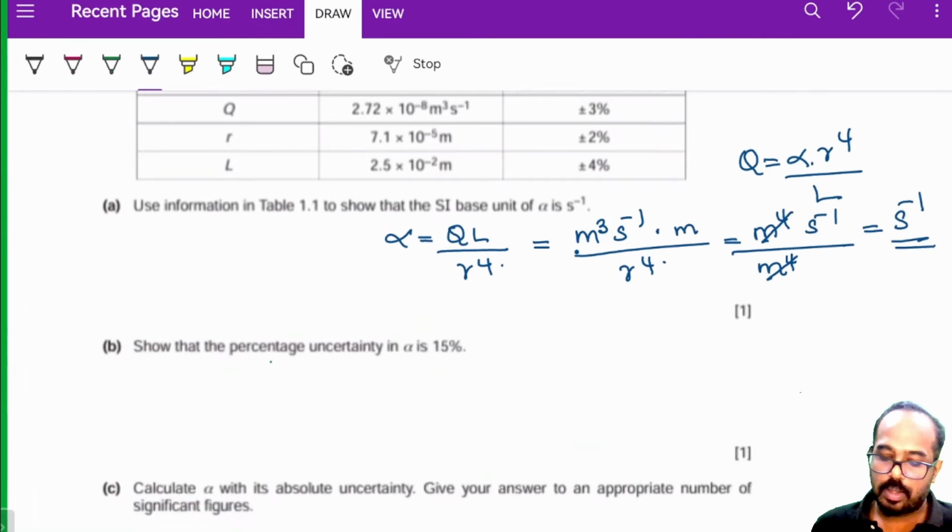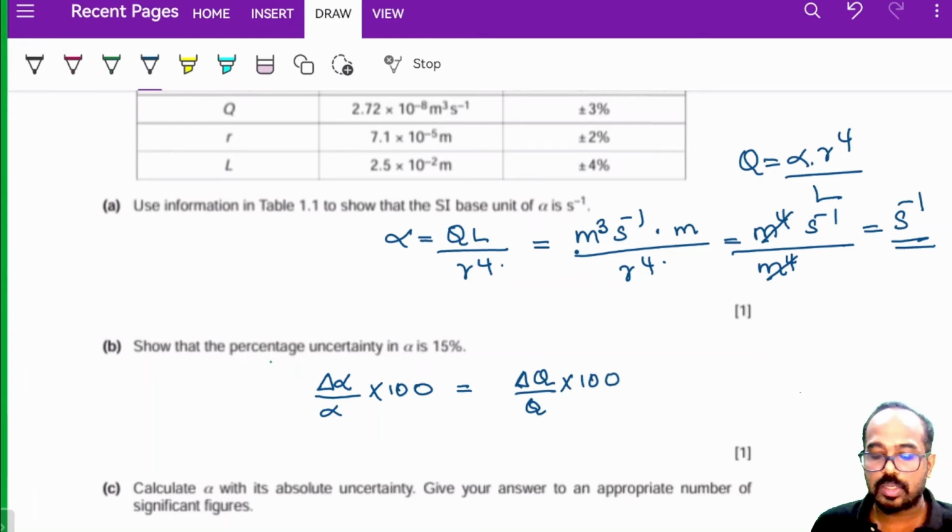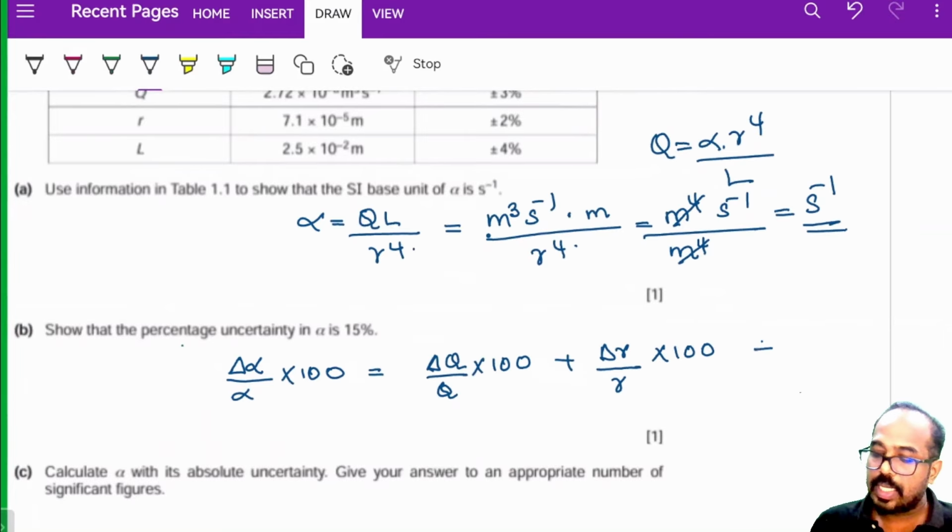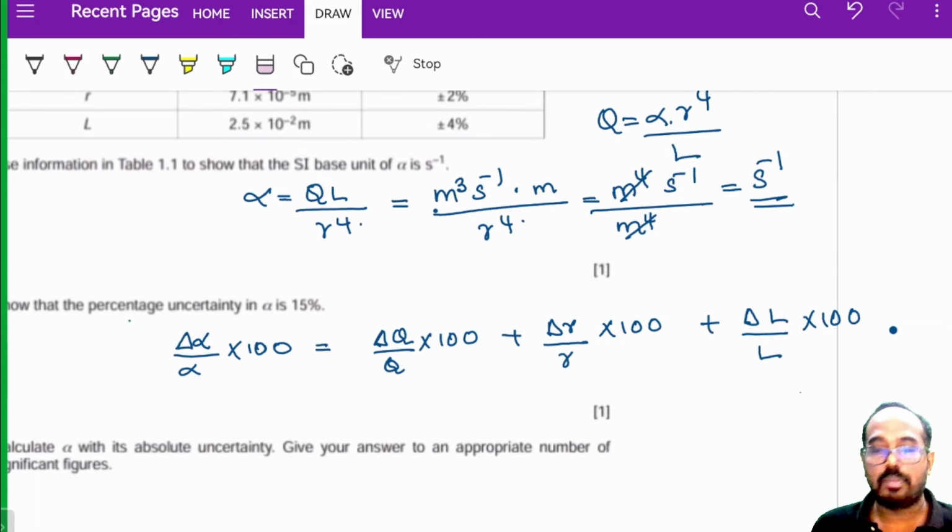Part B: show that the percentage uncertainty in alpha is 15%. Percentage uncertainty in alpha is delta alpha upon alpha into 100. You need to add the percentage uncertainties of all these quantities. First, delta Q over Q into 100, the percentage uncertainty in measuring Q, plus delta R upon R into 100, the percentage uncertainty in measuring the radius, plus delta L upon L into 100, the percentage uncertainty in measuring the length.